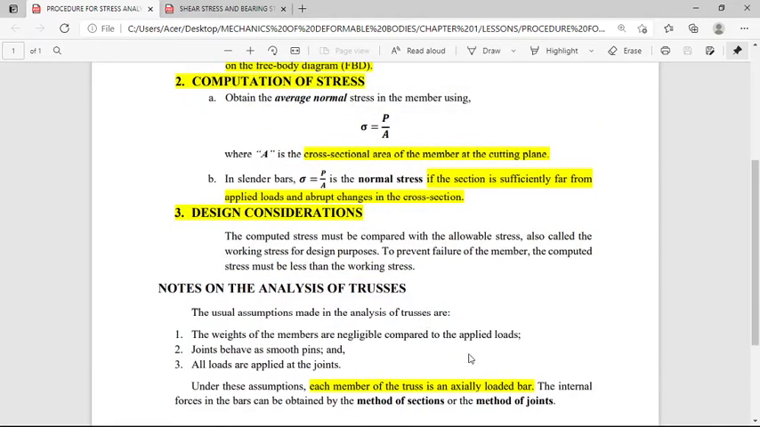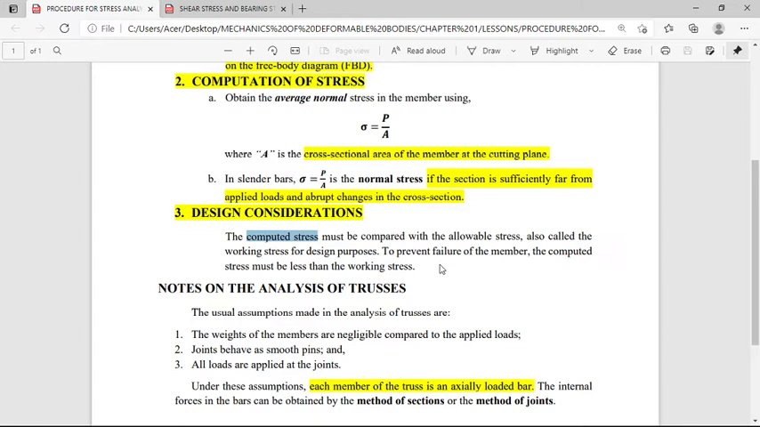So, in designing materials or members of structures, the computed stress must be compared with the allowable stress. So, ano nga ba si computed stress? I already discussed on our previous topic what is computed and allowable stress.